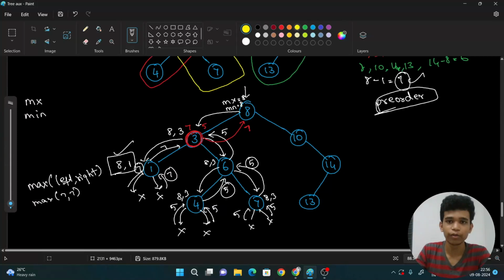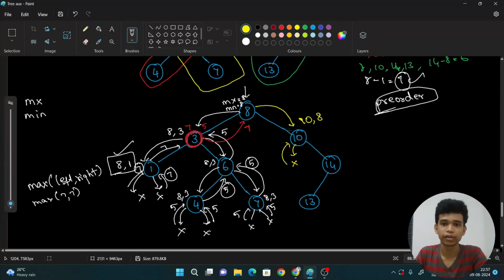Okay, now it's time to go to the right side. 10 should be the maximum value. So maximum will be 10 and minimum will be 8. Now again I'm going to the left. It is null. So when I encounter null, what should I do? I just take the absolute difference. The absolute difference between 10 and 8 is 2. So it returns 2.